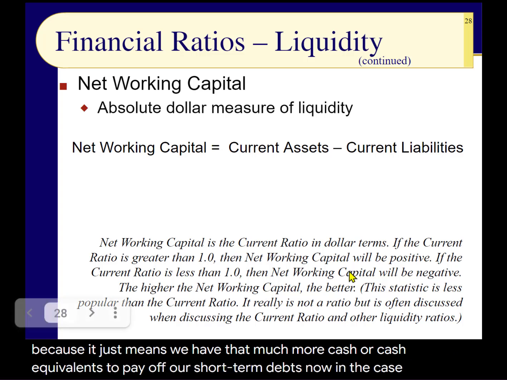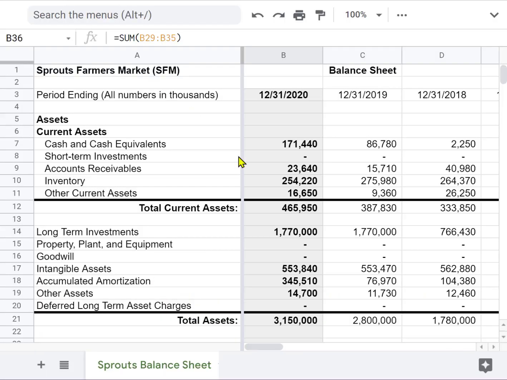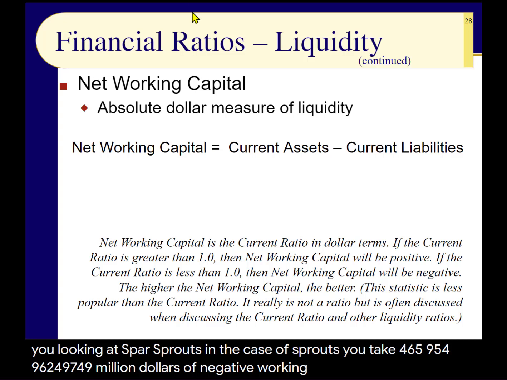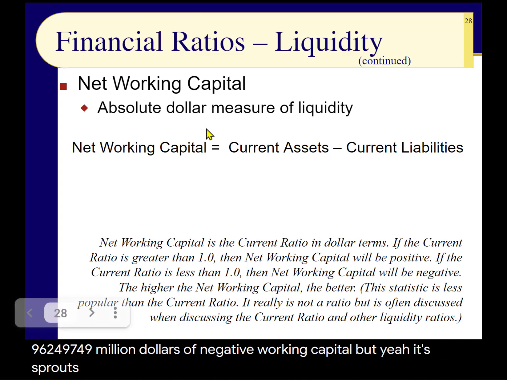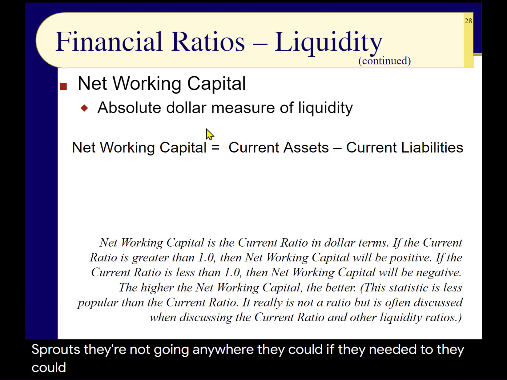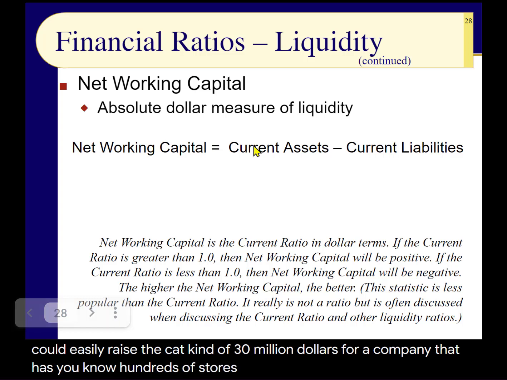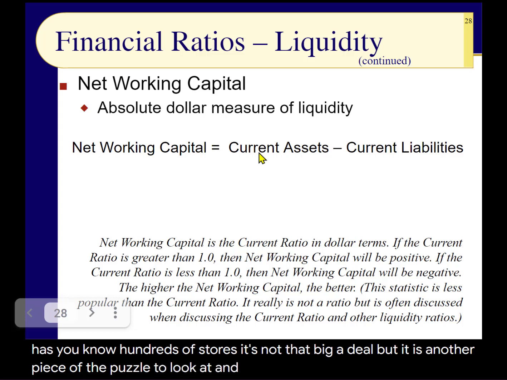Now, in the case of who are you looking at? Sprouts. In the case of Sprouts, you take 465,950, almost 466 million, and you subtract 496 million, and you get about $30 million of negative working capital. But yeah, it's Sprouts. They're not going anywhere. They could, if they needed to, easily raise that kind of $30 million for a company that has hundreds of stores. It's not that big a deal. But it is another piece of the puzzle to look at and think about.